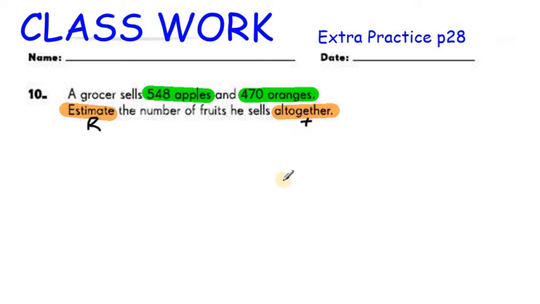And now I'm ready to do some math. So I'm going to write A for apples. A is, I want an equal sign, 548. And when I round that, because I know I need to round, that 4 in the tens place tells the 5 stay the same. So that would be 500 apples.